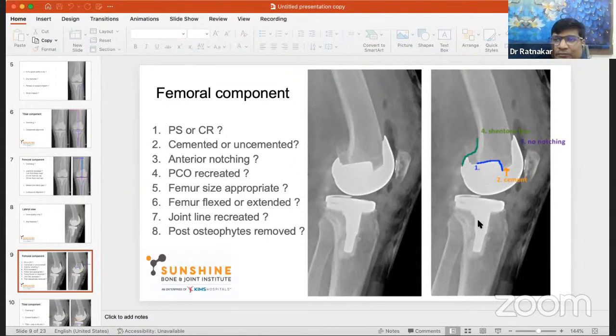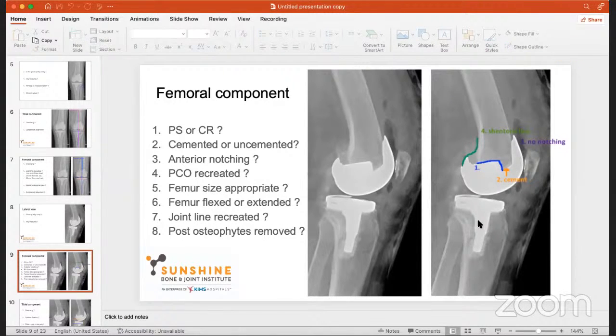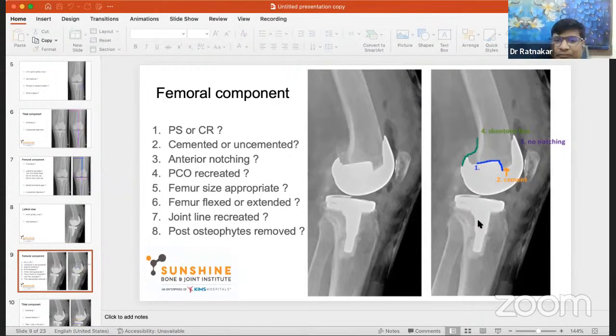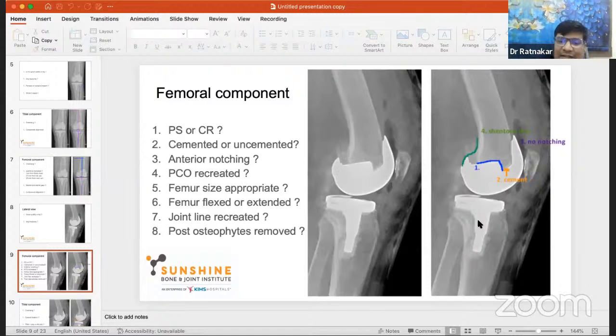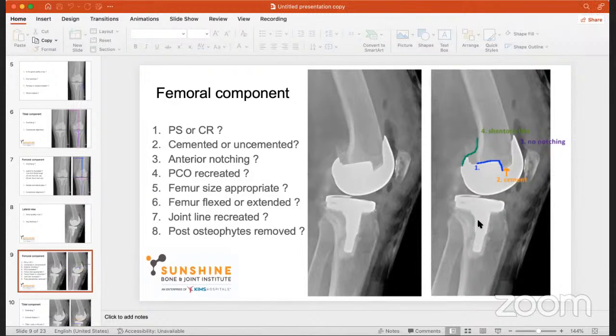If there is notching, this means it's in extension. Now for the notching, there is something called grading. There are 4 grades of notch. We should be worried about only the 4th grade of notch. Sometimes the first grade and the second grade, nothing much to worry. His question is, if there is notching, the component is in extension. That may be true.